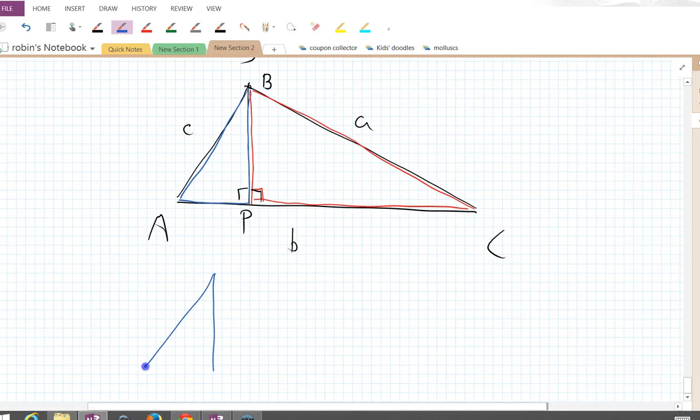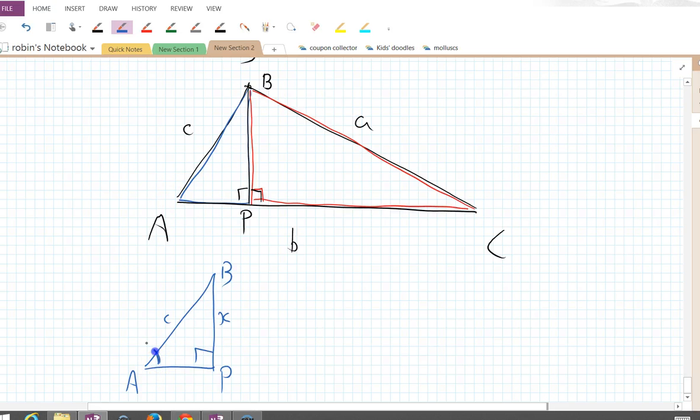Here's my blue triangle here, which has got a nice right angle in it. It's B, P, A, that's side little c. We haven't got names for any of these. I'm going to call that x. And I've got AP there. I haven't got a name for that. Of course, it's part of this line here. Okay, so what's x?